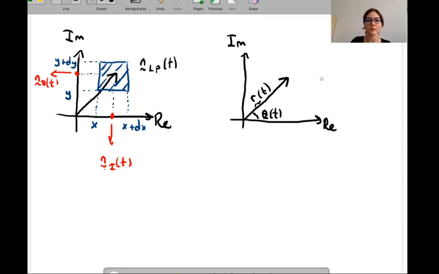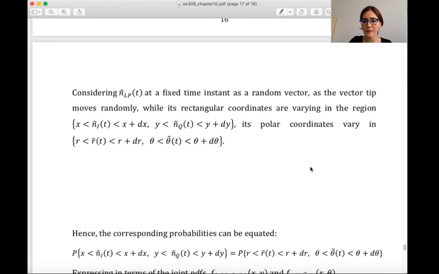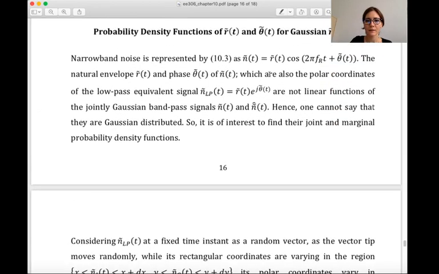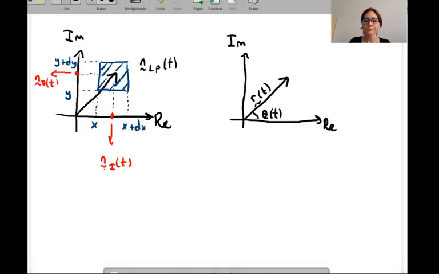These are nothing but random processes, the magnitude part and the phase part. Now, changing our coordinate system, we will write this in the r theta representation. So let's say that this square more or less corresponds to this region in the r theta domain.